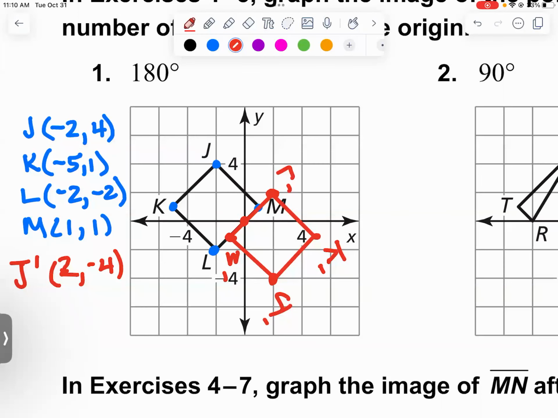So K is -1, 5. So with my paper upside down, from the origin, I'm gonna go left 5, up 1, because that's how I would plot -5, 1. But then when I turn my paper right side up, I can identify, oh, well, K prime, I actually plotted at 5, -1. Oh, I get it now.